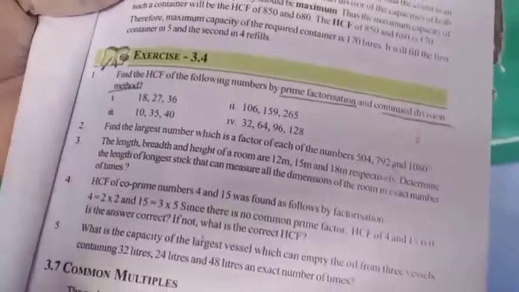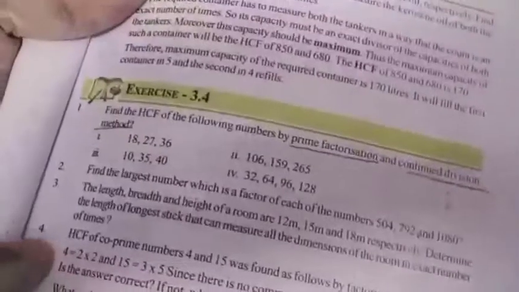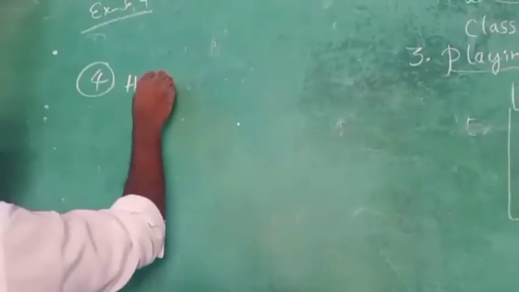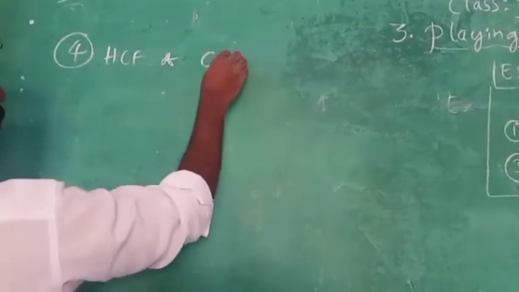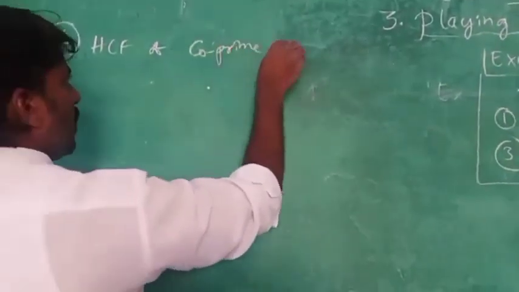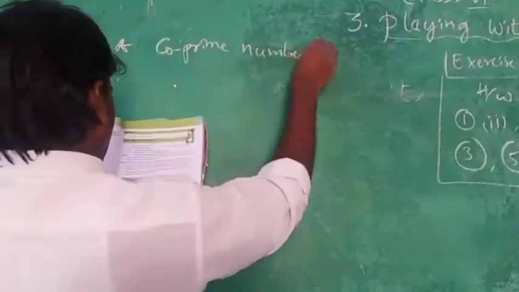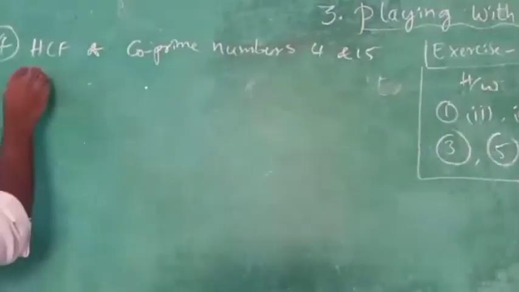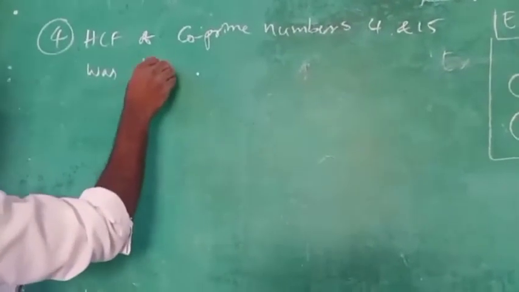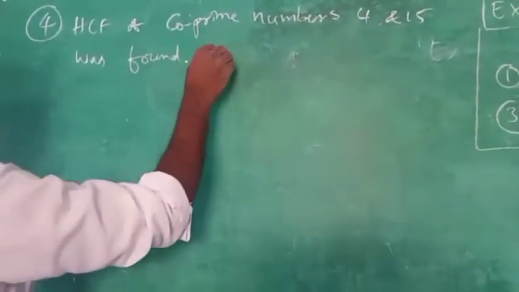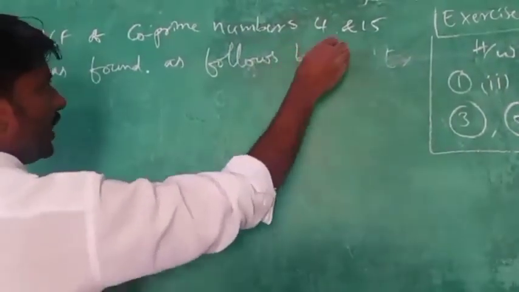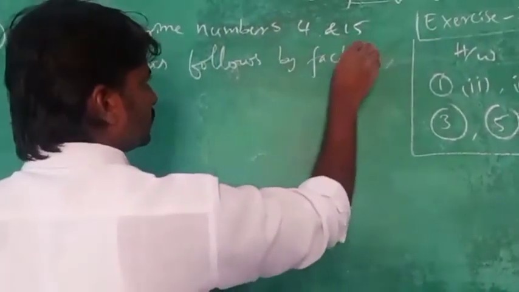Okay children? Now look at the fourth problem. I explain fourth problem. Look at the board. I'll explain. Question number 4 children. What is the fourth one? HCF of co-prime numbers. Children, what is co-prime numbers? We have learned in 5th class. 4 and 15 was found as follows by factorization.